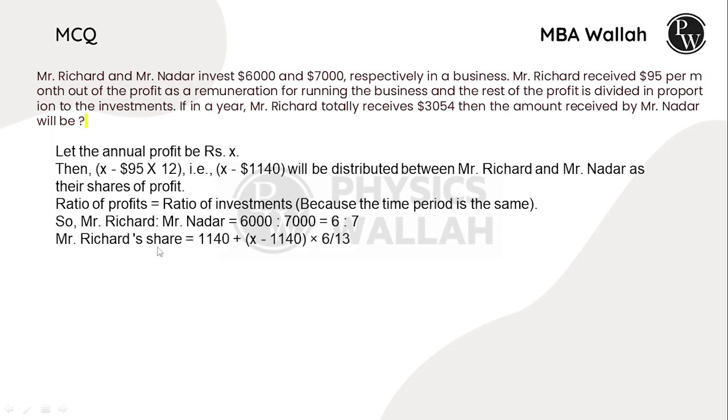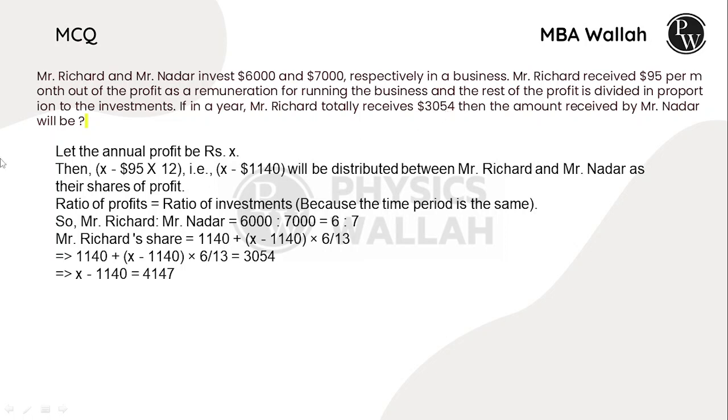Therefore, Mr. Richard's share will be $1,140, that is the remuneration, plus X minus 1,140 into 6 by 13, because Mr. Richard is earning 6 of the 6 is to 7 ratio. So Mr. Richard's share will be 1,140 plus X minus 1,140 into 6 by 13, because here the proportion is 6 is to 7.